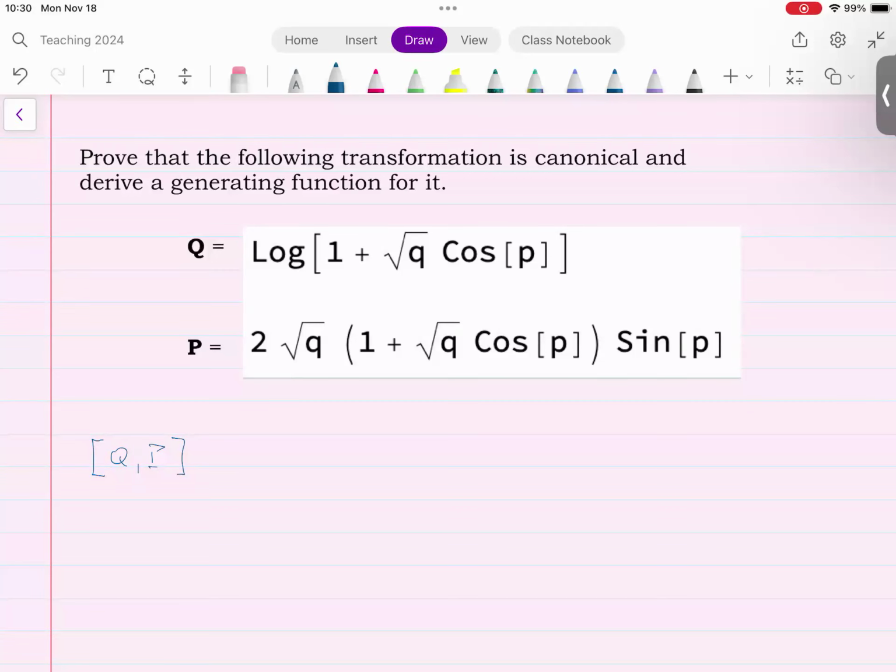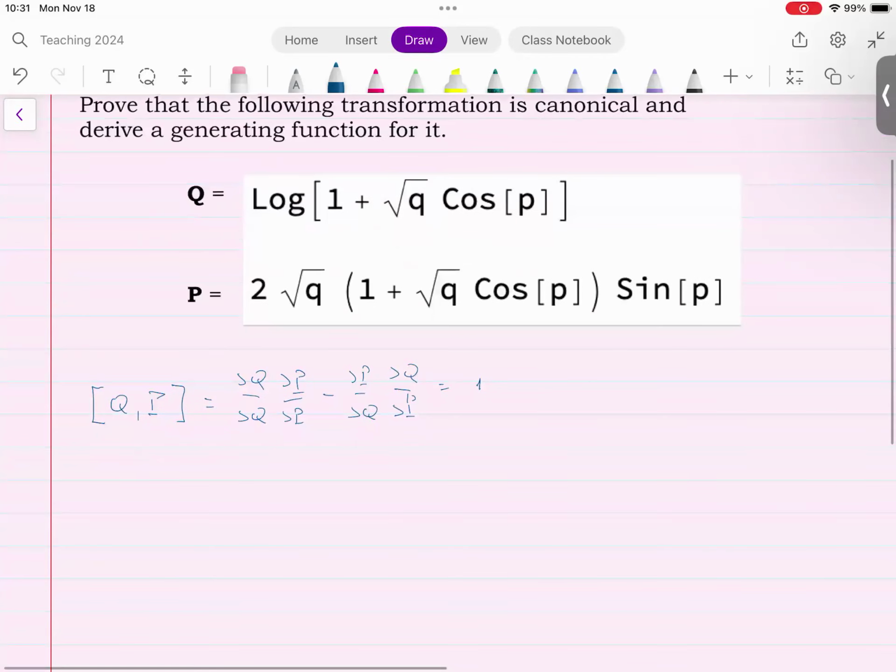And as you very well know, this is dQ/dq times dP/dp minus dQ/dp times dP/dq, which is obviously equal to 1. And that's what we should find.